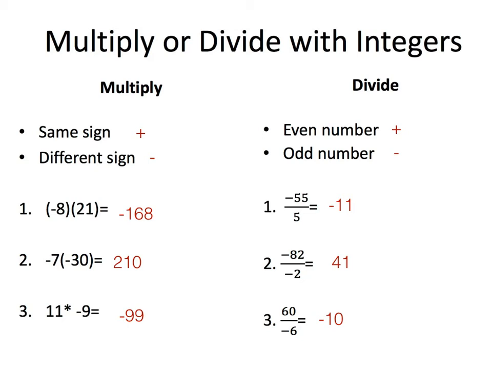Same rules apply to division. For number 1, I have a negative and a positive, so that's an odd number of negatives or two different signs. My answer is a negative 11. For number 2, there's an even number or the same sign, so it's a positive 41. And for number 3, I have two different signs, so my answer should be a negative, and then I simply go ahead and divide. I get a negative 10.